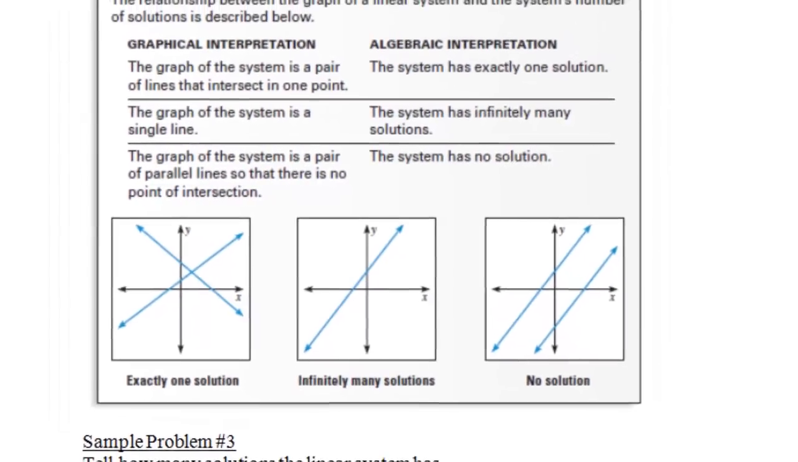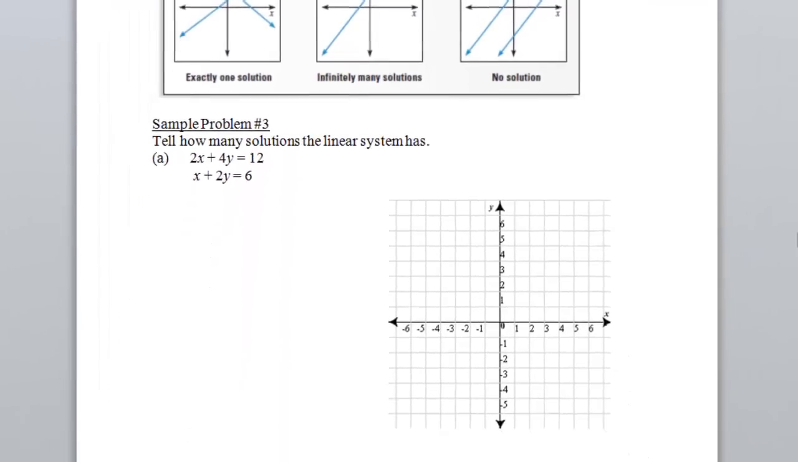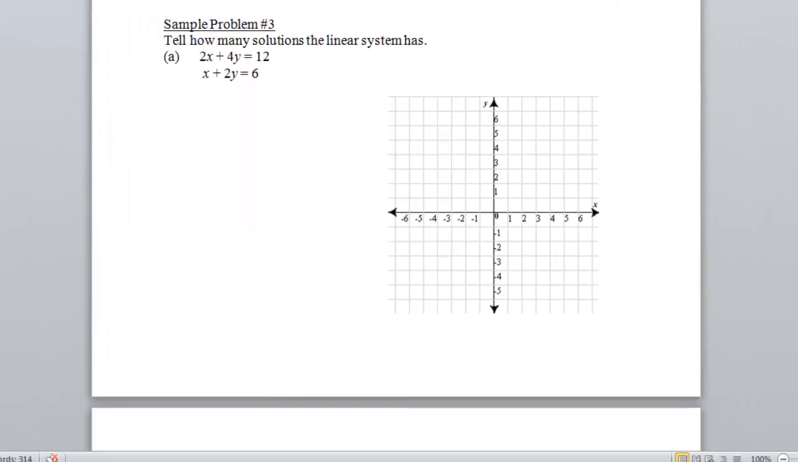And so we have a couple sample problems for you to work on so that you can see how these might play out, and you need to recognize what each one of their answers would look like. And so go ahead and pause the video at this point and work sample problem number 3. You can do part A and then come back and watch the solution, or you can do part A and B and come back and watch the solutions to both, whichever order you feel most comfortable in. So go ahead and try those now.